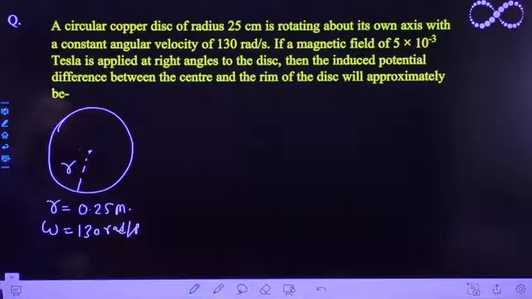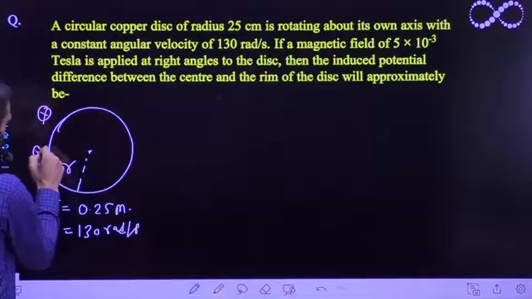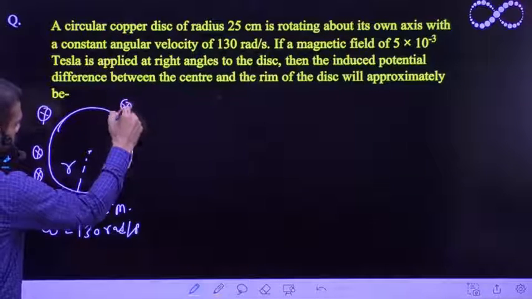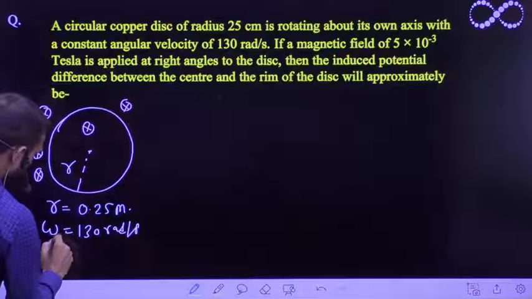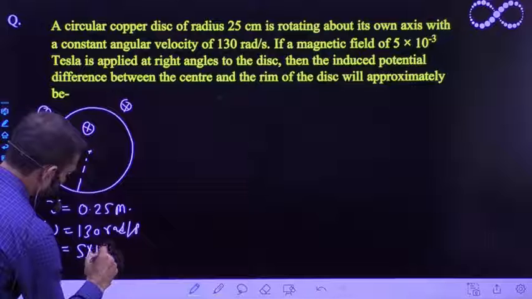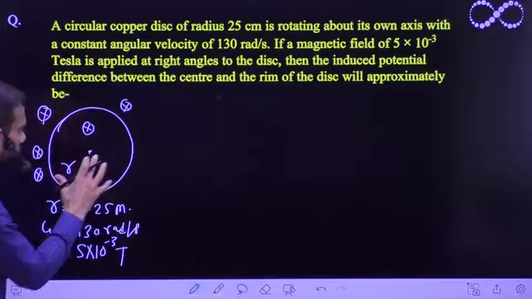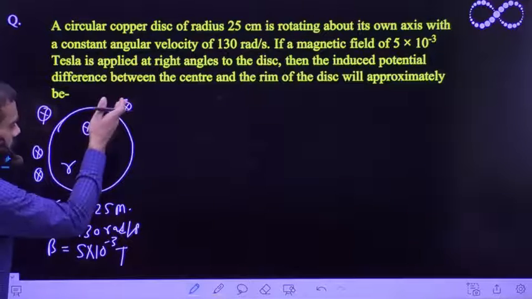A magnetic field is applied at a right angle to the disk, so it is perpendicular to the disk everywhere, and the value of B is given as 5 into 10 raised to power minus 3, everything in SI system. Then the induced potential difference between the center and the rim of the disk will be approximately? Obviously, you can assume the disk to consist of infinite rods.